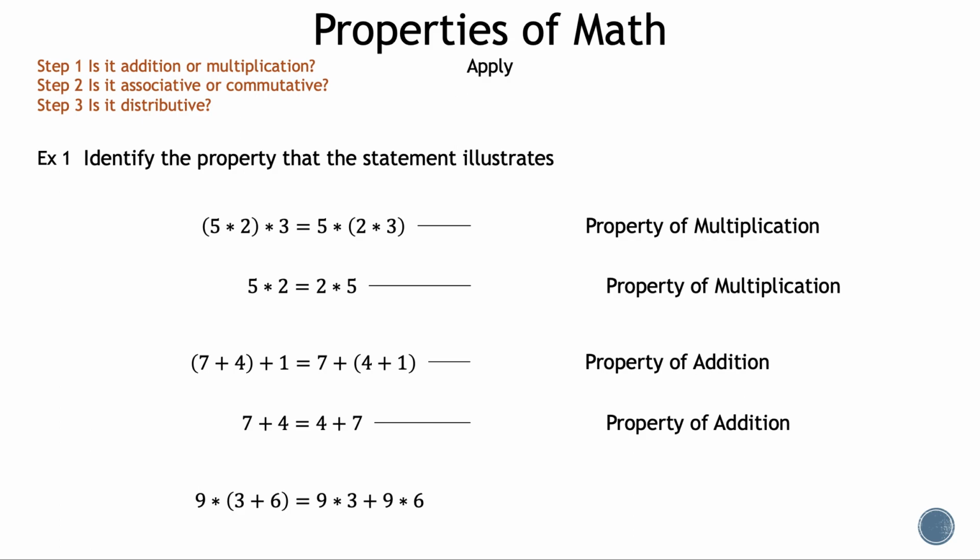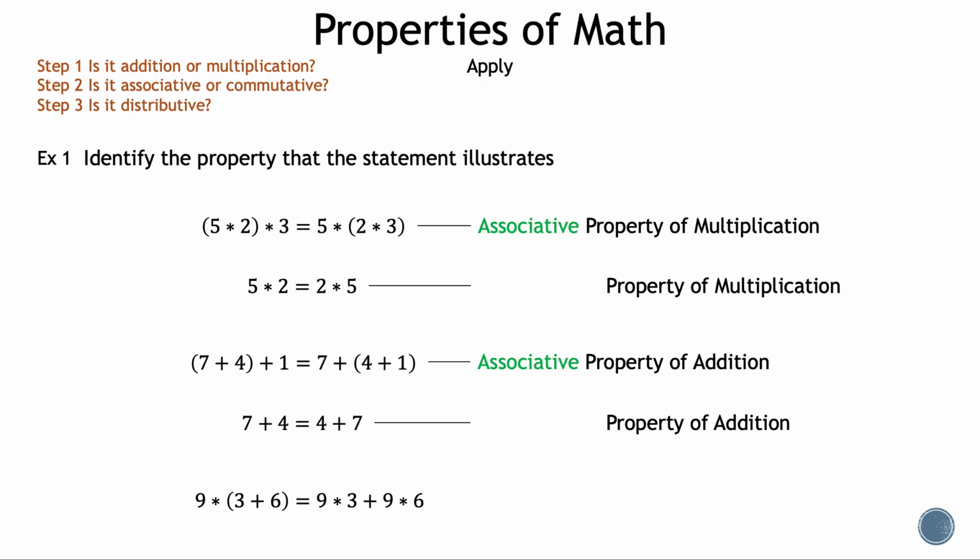Well, we know the first two have to do with multiplication, and the next two have to do with addition. Let's decipher which ones are associative and which ones are commutative. Remember, associative is, it doesn't matter how we group them together, we will always be together. And commutative is, the order doesn't matter. Which statements do we think are associative? Which statements do we think are commutative?